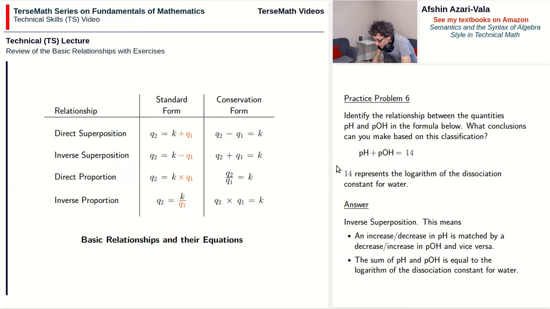And here's the answer. The relationship is inverse superposition based on the conservation form of the inverse superposition relationship. This means an increase or decrease in pH is matched by a decrease or increase in pOH, and vice versa. So if pH goes up by 2, pOH goes down by 2. If pH goes down by 1, pOH goes up by 1. And it also means that the sum of pH and pOH is equal to the logarithm of the dissociation constant for water, which is 14.